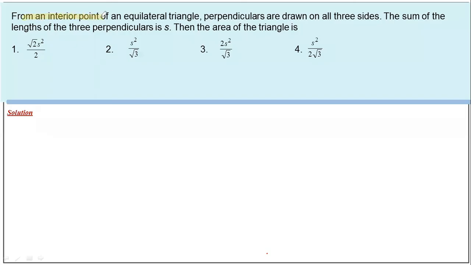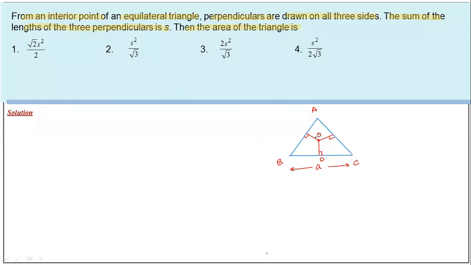From an interior point of an equilateral triangle, perpendiculars are drawn on all three sides. The sum of the lengths of the three perpendiculars is S. Then the area of the triangle is which of the following? Okay, so let ABC be the equilateral triangle and let O be the point inside from where the perpendiculars are dropped.